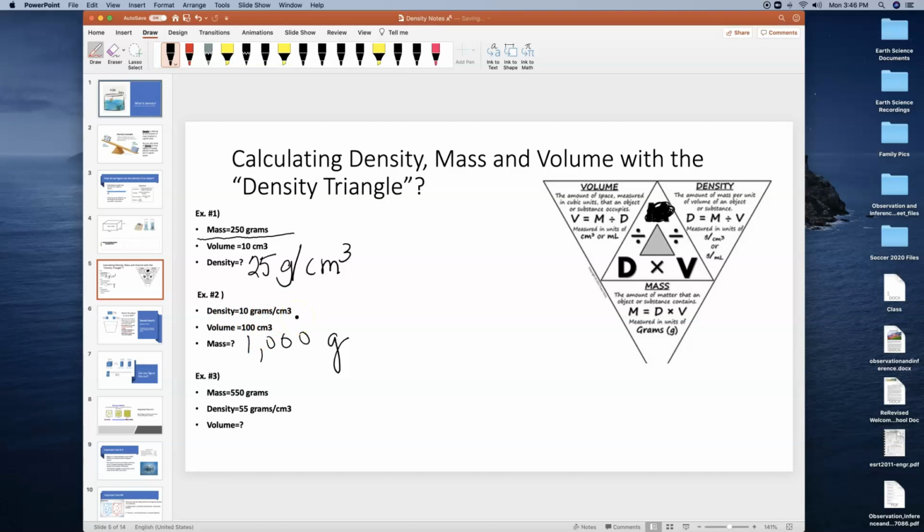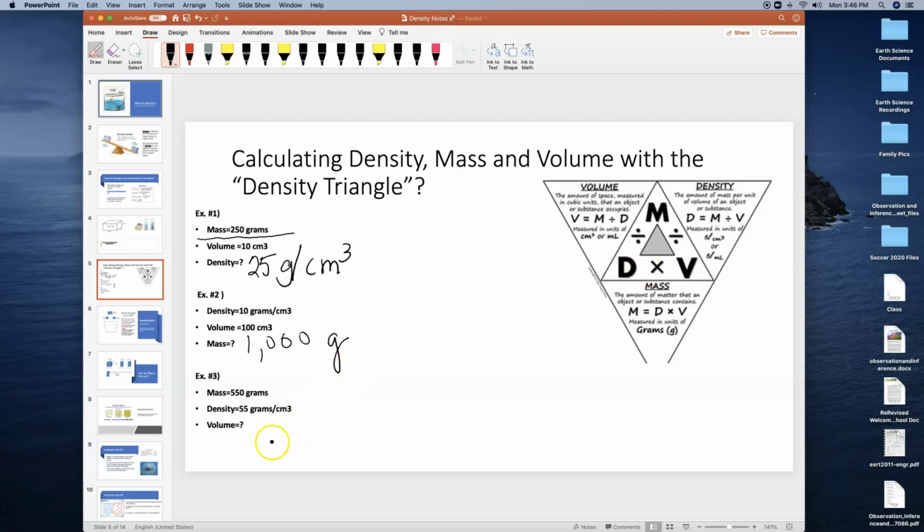Okay, your last and final example has your volume missing. So if I go back to my eraser here, and just make sure that that's back to normal. Go back to my pen. All right, make this, yeah, that's a good size. And we go to volume over here.